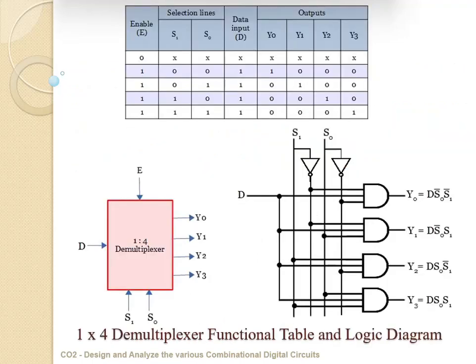So next we go with a 1 cross 4 demultiplexer, and the functional table and the logic diagram is as shown in figure. So D is the input. Based on S1 and S0, you will obtain Y0, Y1, Y2 and Y3. If S1 and S0 is 0, 0, the input D will be obtained at the output Y0. If S1, S0 is 0, 1, the input D will be obtained at the output Y1. If S1, S0 is 1, 0, the input D will be obtained at Y2. If S1, S0 is equal to 1, 1, the input D will be obtained at Y3.